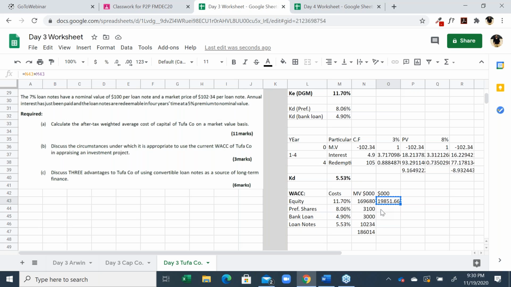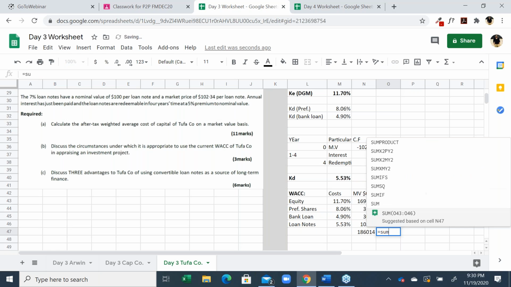To our preference shareholders, we are paying 8.06% of the amount they have invested, which is equal to 3,100. And in dollars, it's 250. Is it 250? Yes, it's 250. To these ones, we are paying 4.9%, and to these ones, we are paying 5.53% annually.